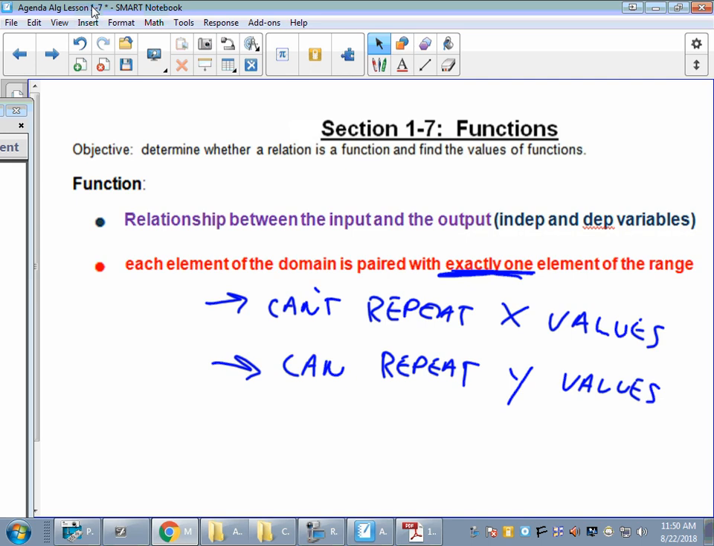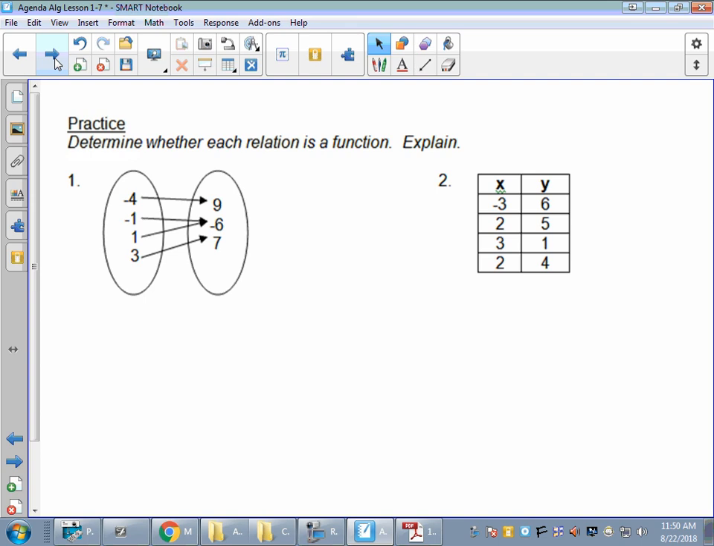So next up, let's take a look at some practice problems here and determine whether each is a function. We're going to look at all of the ways in which we look at a relation: a mapping, a table, a graph, or an ordered pair, and decide whether it's a function or not. So this first one here, number one, this mapping, is this a function?